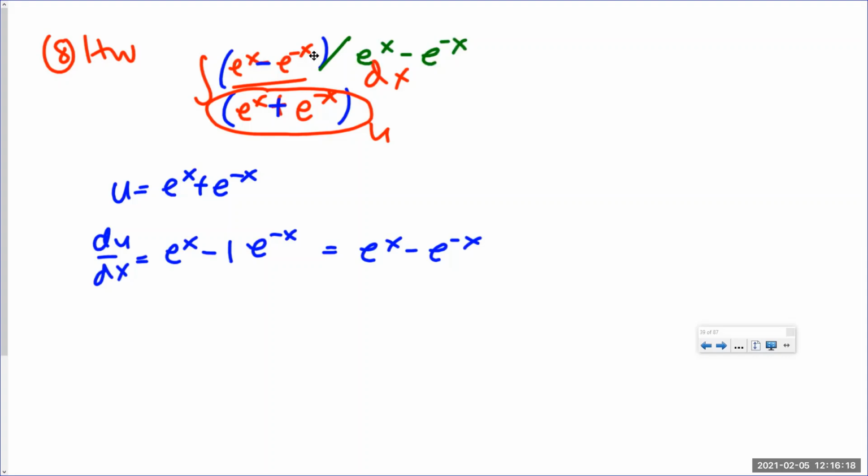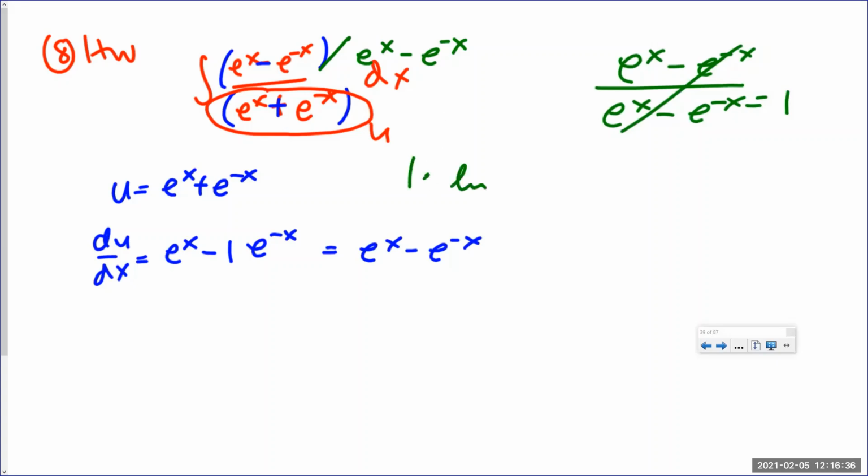Do my x's cancel out there on top using real algebra? What does this cancel out to? It's really e to the x minus e to the negative x over e to the x minus e to the negative x. What does that cancel out to? 1, right? And this is an ln problem. So the answer is 1 times the ln of your entire bottom plus C. Nice job. That's a good problem.